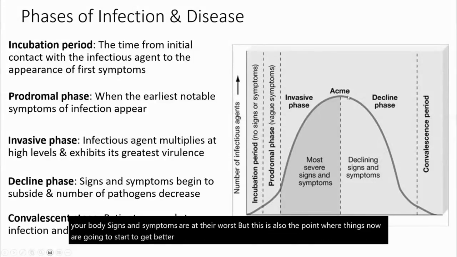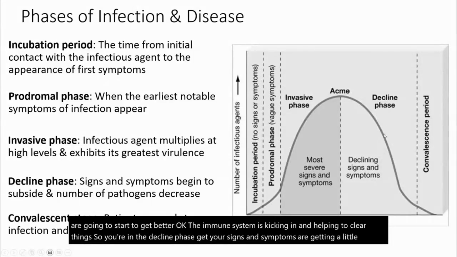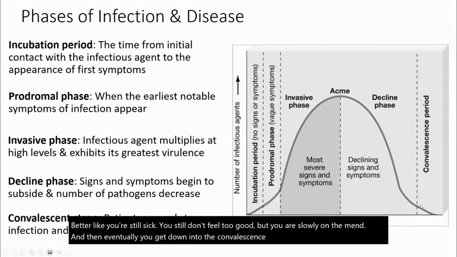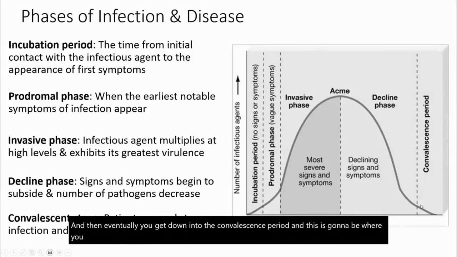Okay, the immune system is kicking in and helping to clear things. So you're in the decline phase. Okay, your signs and symptoms are getting a little bit better, like you're still sick, you still don't feel too good, but you are slowly on the mend. Okay, and then eventually you get down into the convalescence period, and this is going to be where you have no signs and symptoms. You feel like you're good as new, but looky here, there are still pathogen, okay?